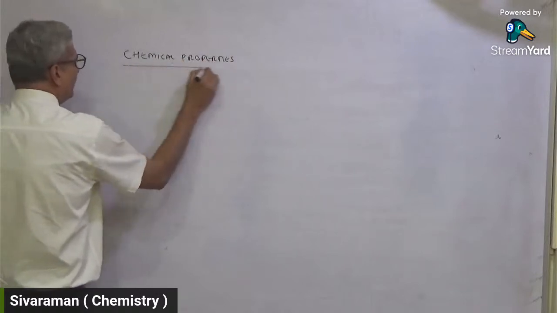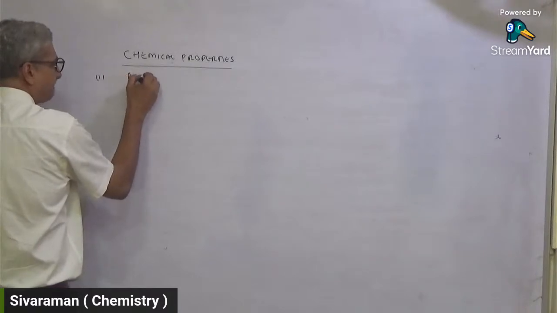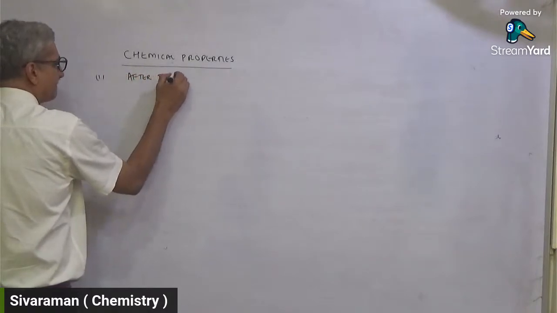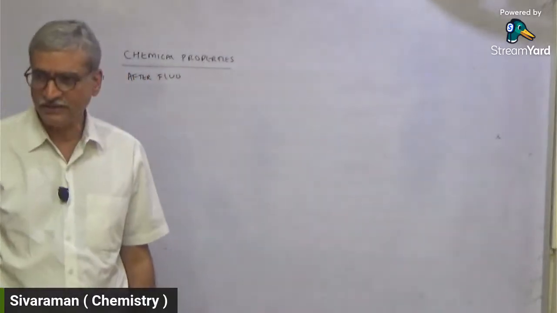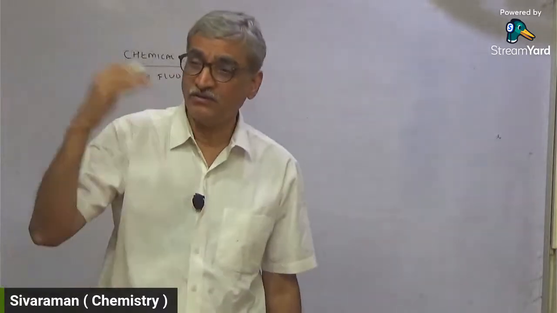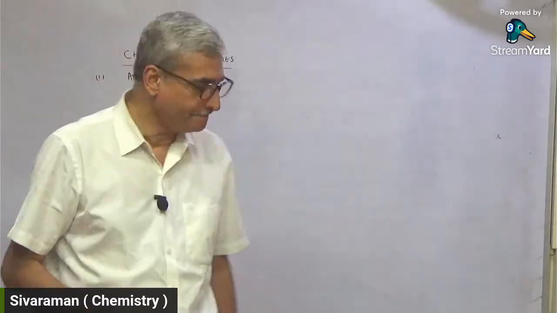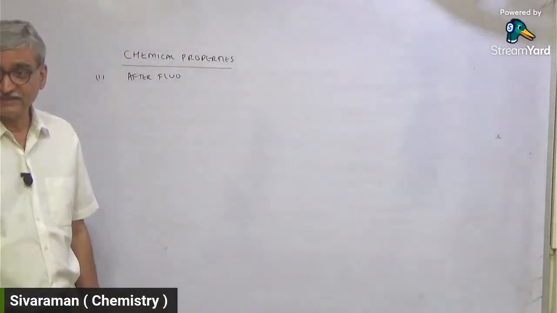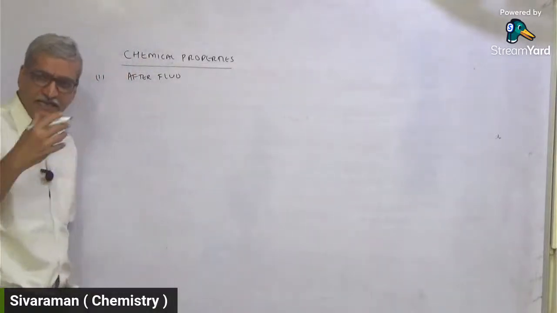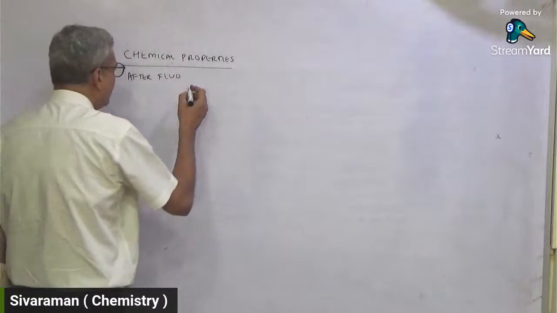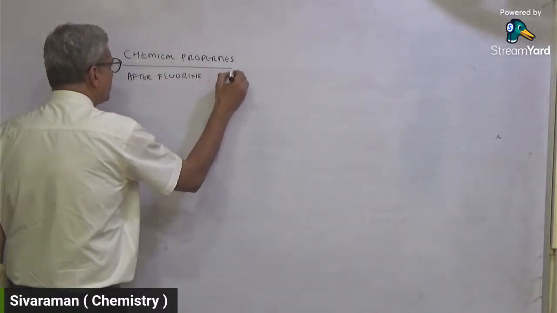When you're talking of chemical properties, remember first and foremost, fluorine is the strongest oxidizing agent. There is no other oxidizing agent which can oxidize fluorine from its compounds. How the question was framed for that sentence, I'll tell you when we are doing group 17. After fluorine, ozone is a strong oxidizing agent.